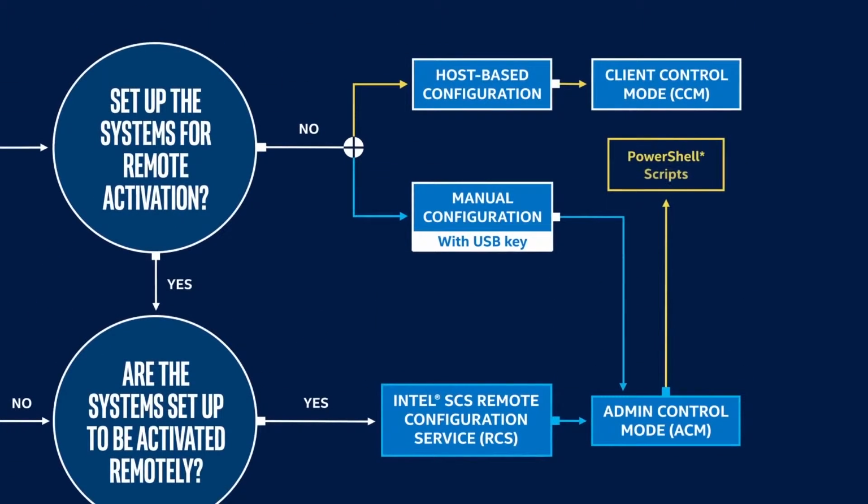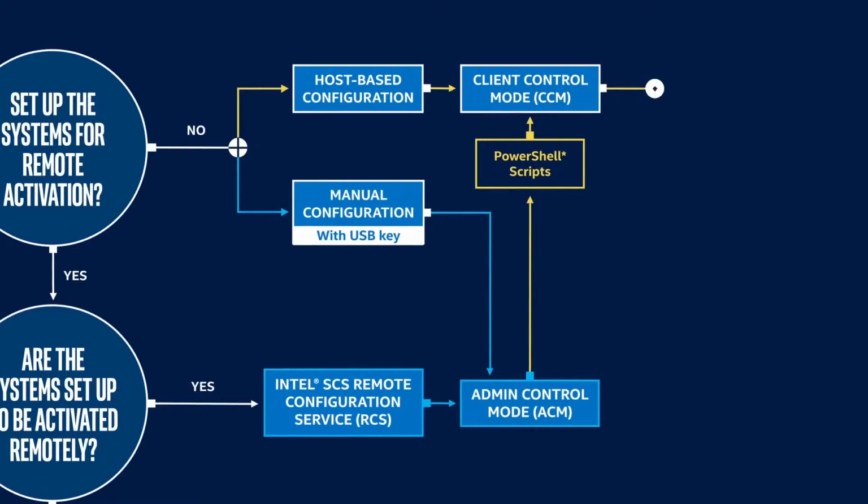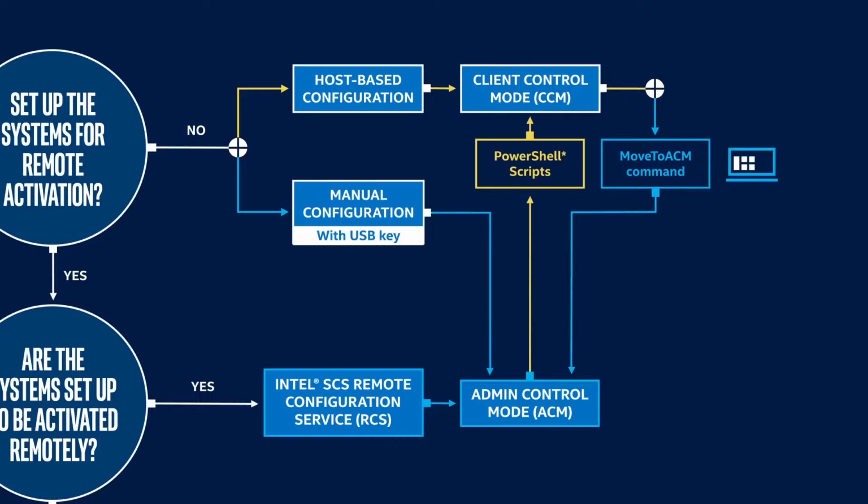Intel also provides PowerShell scripts that allow an endpoint to switch from admin control mode to client control mode as needed. In addition, Intel tools include a Move to ACM command for switching systems from client control mode to admin control mode. This feature is commonly used with systems with no wired Ethernet port, which are typically configured in client control mode at initial setup.